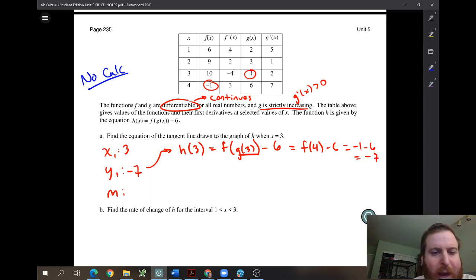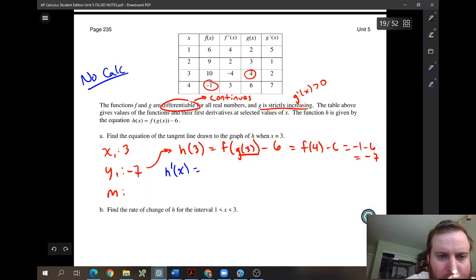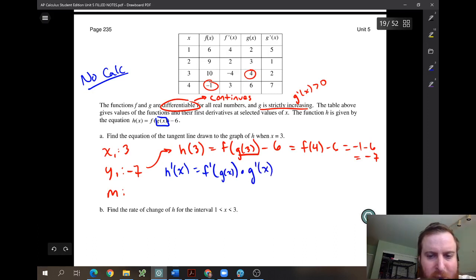Next, we're going to then do m. To do m, we have to plug it into the derivative. Well, before we can plug into the derivative, we need to take the derivative. So h prime of x equals, now, this is chain rule, right? f of something. So f prime of that box times the derivative of the box, g prime of x. Then the minus 6 part goes away because the derivative of 6 is 0.